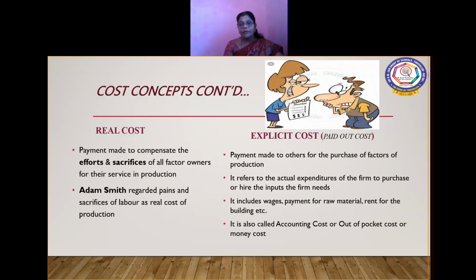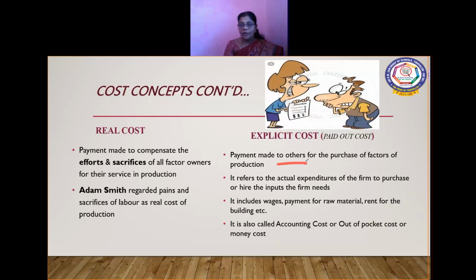Next, we are going to discuss explicit cost, which is otherwise known as paid out cost. It is the payment made to others for the purchase of factors of production. Already you know what is meant by factors of production. For example, land, labor, capital, everything comes under factors of production. It is known as explicit cost.